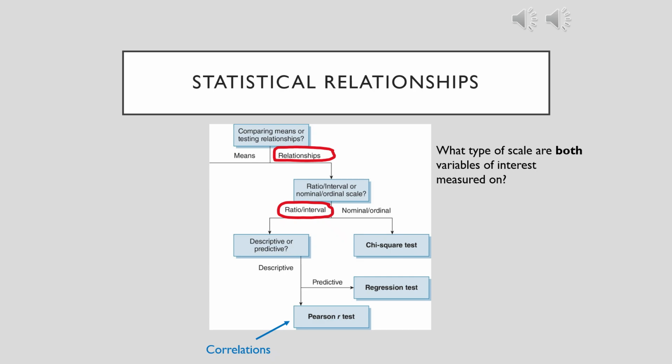If one of your variables was on a nominal or ordinal scale, just categorical scales, then we'd use a chi-square test, but we're not going to talk about that in this class.